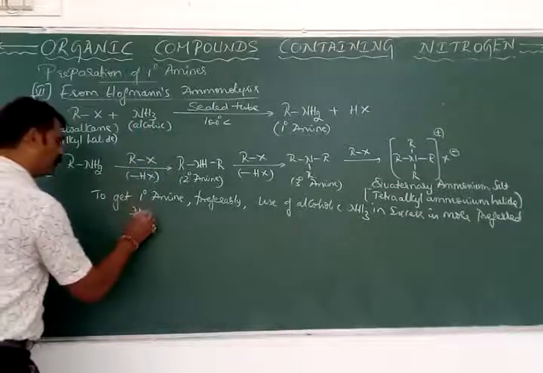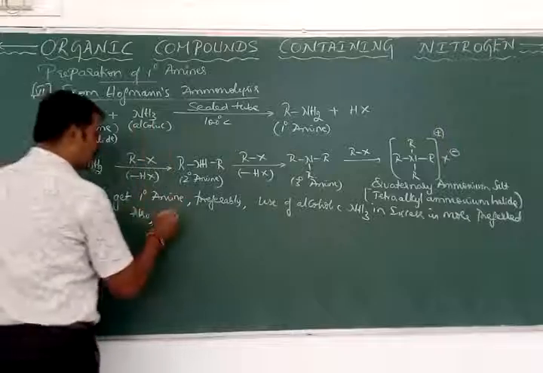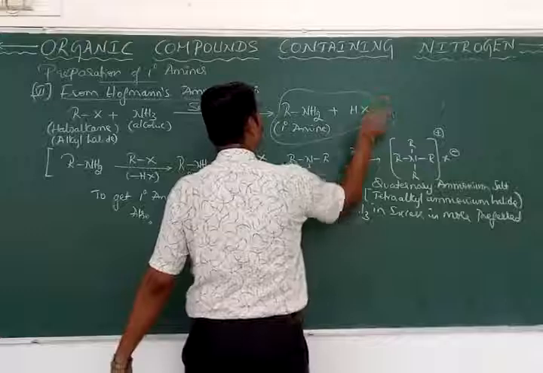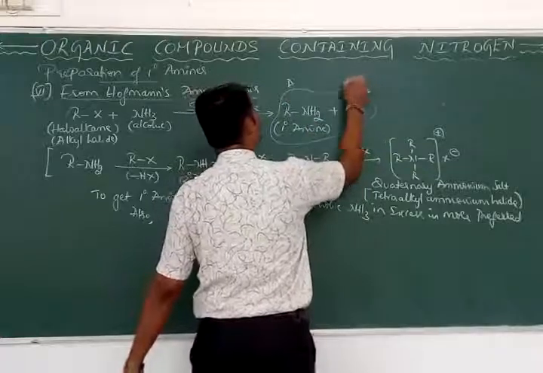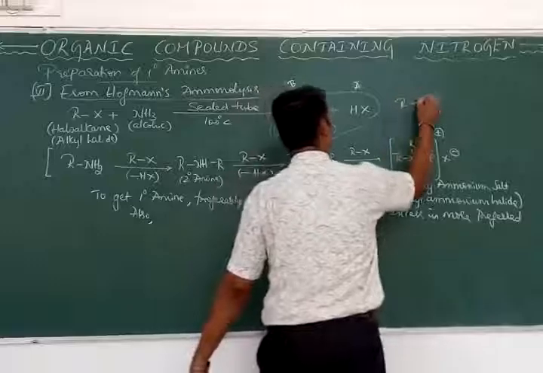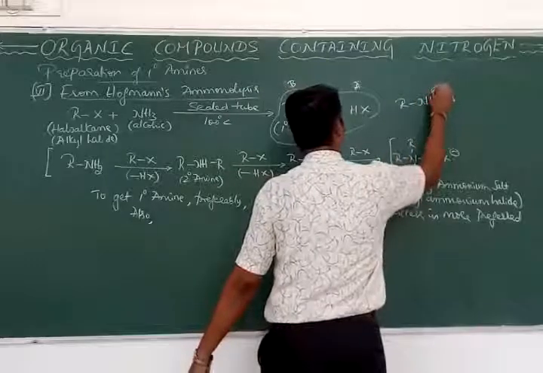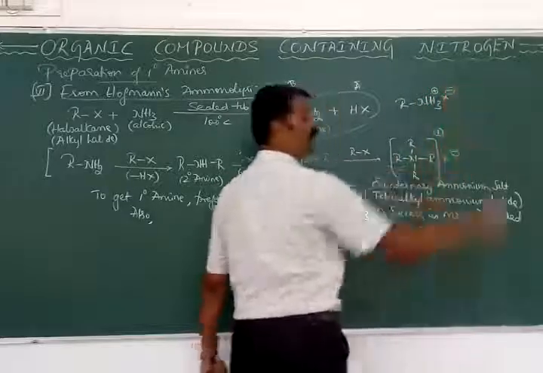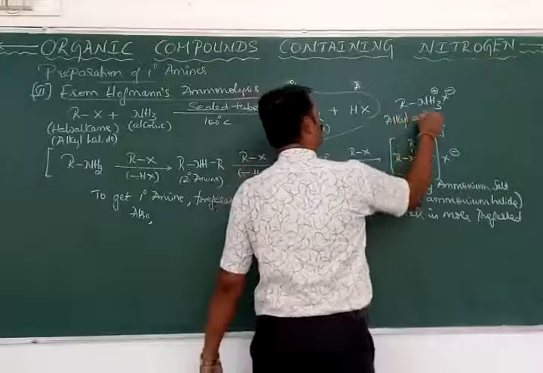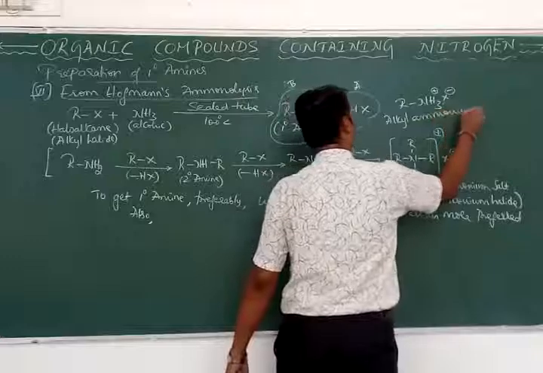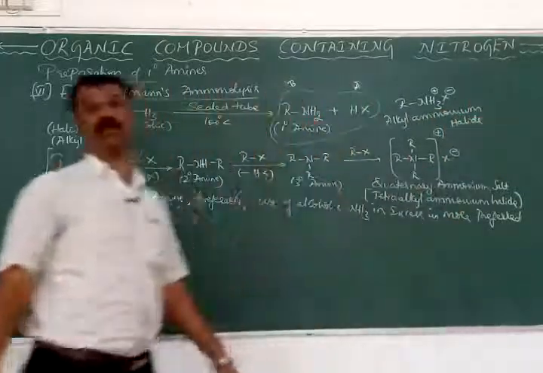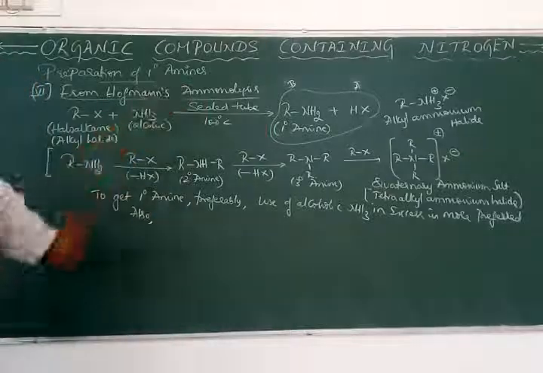Also, this formed, as this is acid and this is base, sorry, I have written it in reverse, this is base and this is acid. It forms RNH3+ X-. It is called alkyl ammonium halide. Alkyl ammonium halide is the product, because that is base and that is acid.